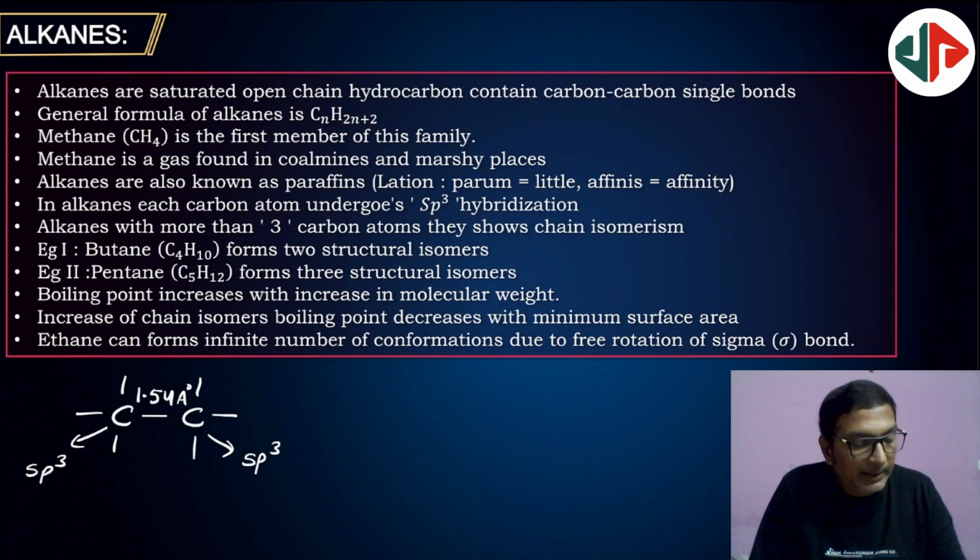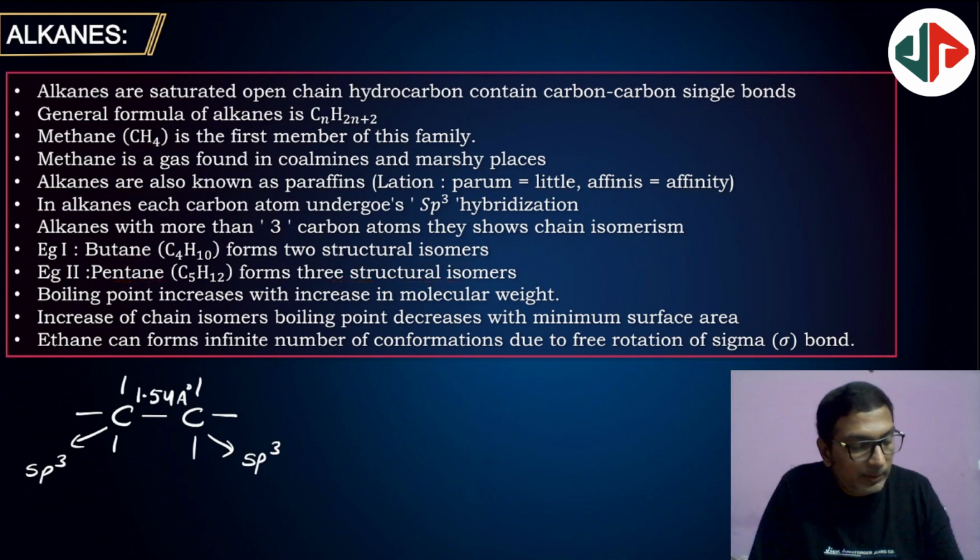Next, alkanes with more than 3 carbon atoms can show chain isomerism. Minimum number of carbon atoms, 4 should be. So butane, 2 isomers, pentane, 3 isomers.